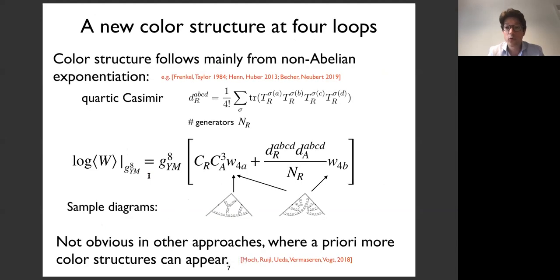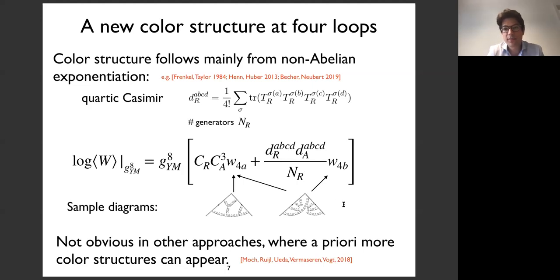So at 4 loops, there's one additional color structure, which involves quartic Casimirs. So these are traces of 4 generators in a given representation. And so then we have a term similar to what we saw before, and we have this new color structure. And here's some sample diagrams that would contribute to those color structures.